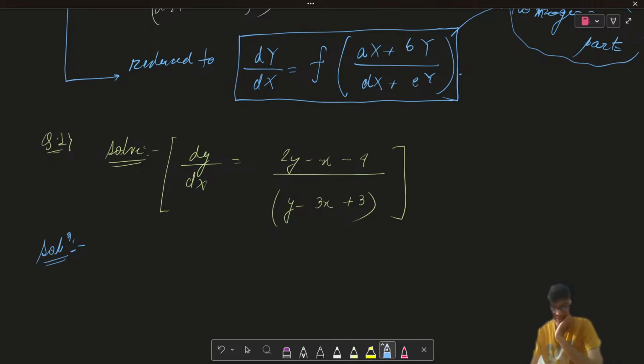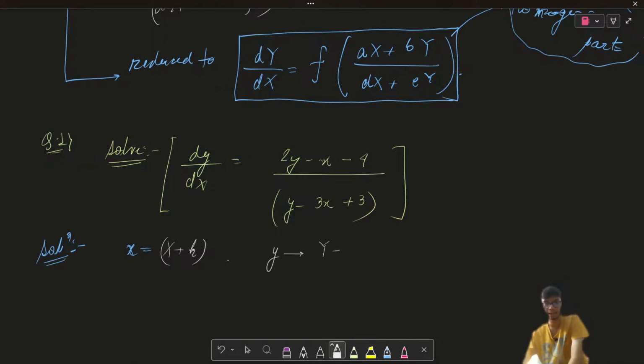So the basic idea is that you have to replace small x with capital X plus h, and small y with capital Y plus k, and you have to choose the values of h and k such that the modified constant is equal to 0. So please try to solve in that way. Please try to find out the values of h and k.